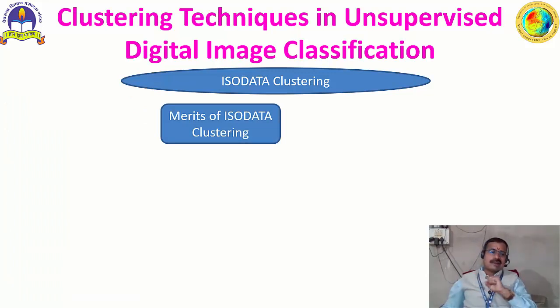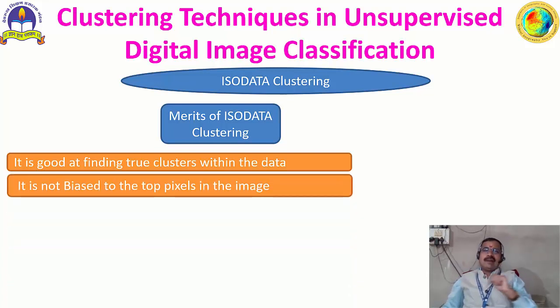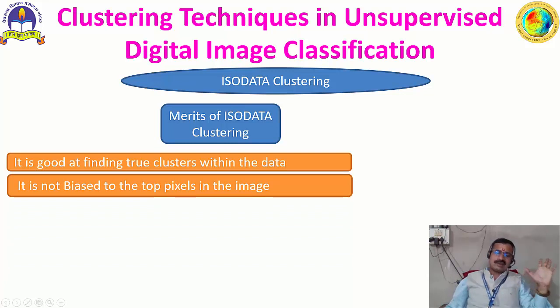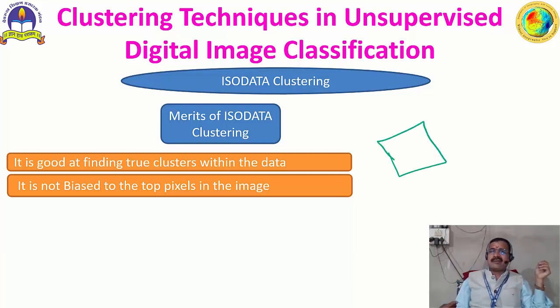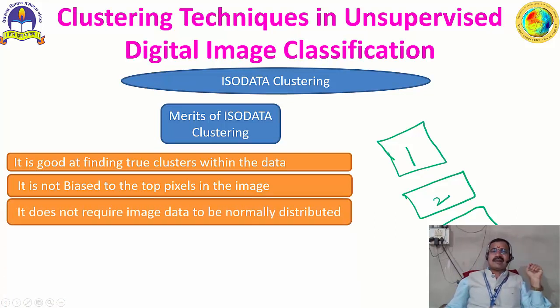When we talk about the merits of ISODATA clustering, it is good at finding the true clusters within the data. If you are interested in finding the true clusters within the data, it is really helpful. Then it is not biased to the top pixels in the image. Top pixels means, we have already seen band 1, band 2 and band 3. Suppose the top pixel is band 3, then band 2, then band 1. Sometimes the image classification may be affected by the top pixels, but in the case of ISODATA clustering, it is not affected by such top pixel values.